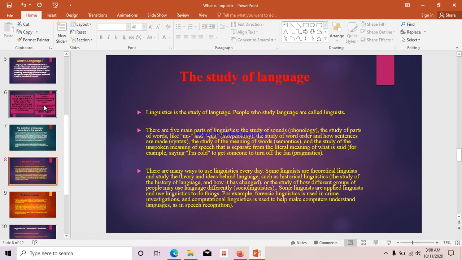Some linguists are theoretical linguists and study the theory and ideas behind language, such as historical linguistics, or the study of how different groups of people may use language differently, sociolinguistics. Some linguists are applied linguists and use linguistics to do things. For example, forensic linguistics is used in crime investigation, and computational linguistics is used to help make computers understand language, as in speech recognition.